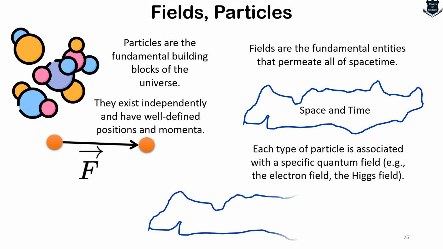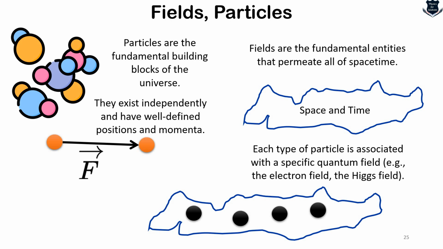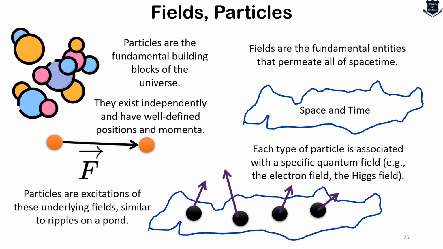So you can imagine some kind of an area like this, although it is a very rudimentary sketch. And these are the particles, and these particles are doing excitations. So particles are basically excitations of those underlying fields, similar to the ripples on a pond. That means we can say that the pond which is spreading across an area is basically the field, and when you drop a pebble, the ripples are actually the excitations, and these are the particles.